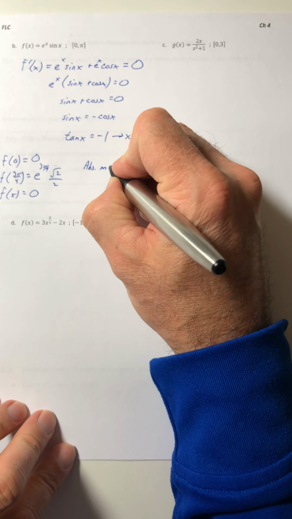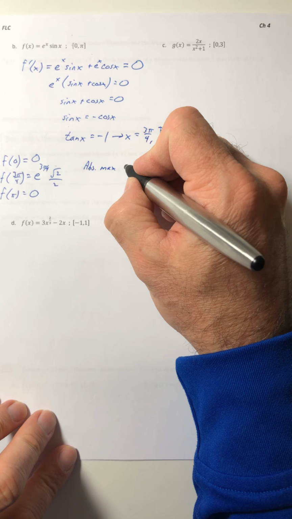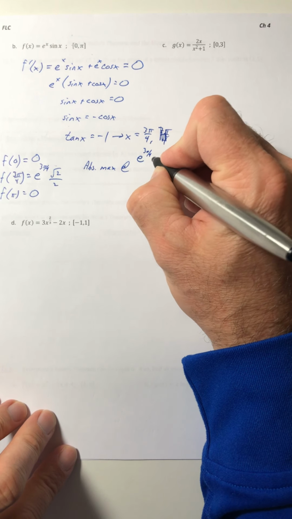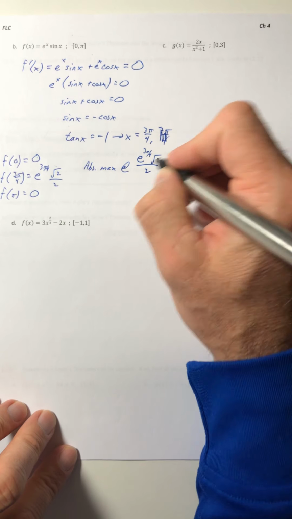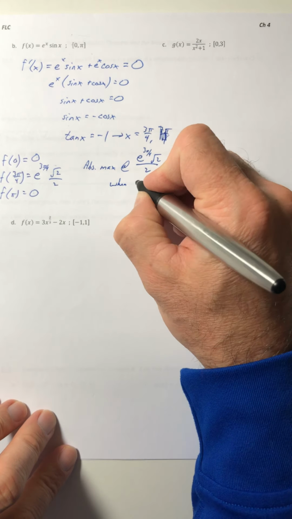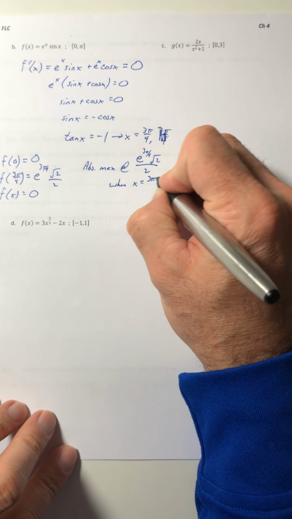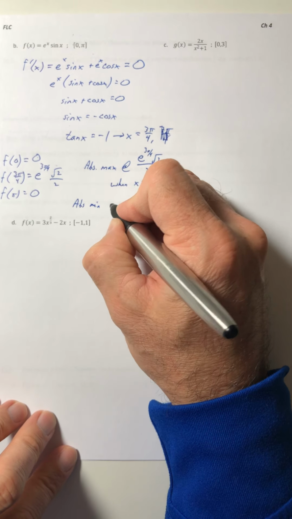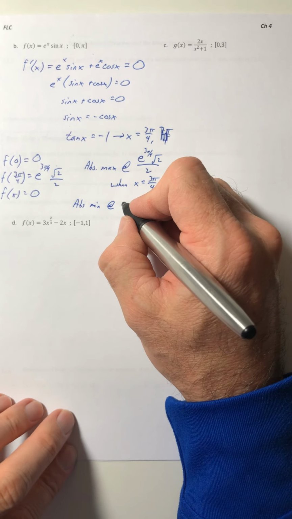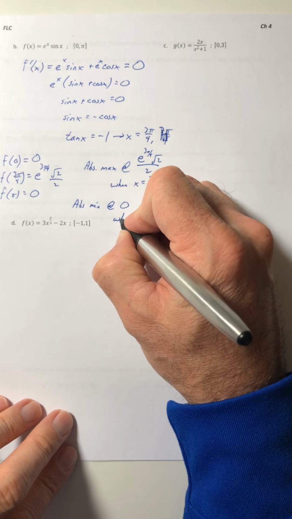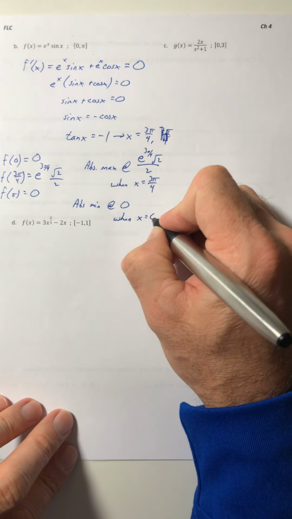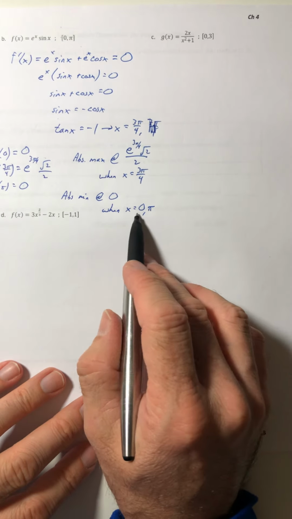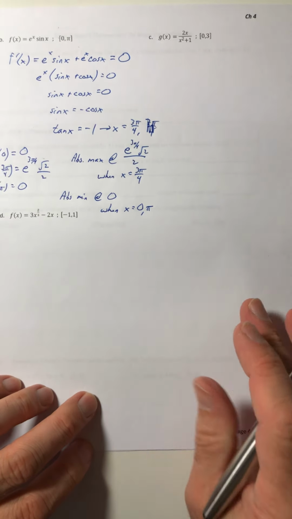Even though it looks really strange. So absolute max at e to the 3 pi over 4 times root 2 over 2 when x is 3 pi over 4, and then an absolute min at 0 when x is equal to either 0 or pi. Okay, so there can be two places that yield an absolute max or an absolute min.